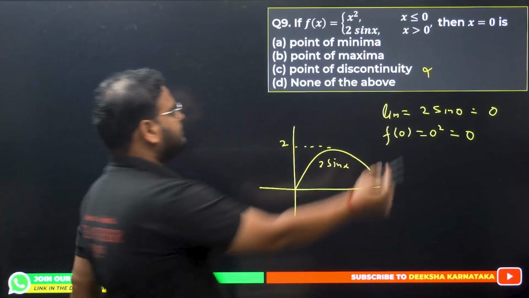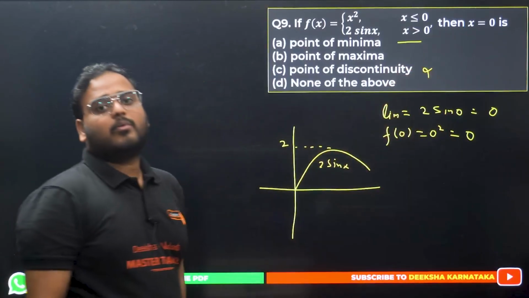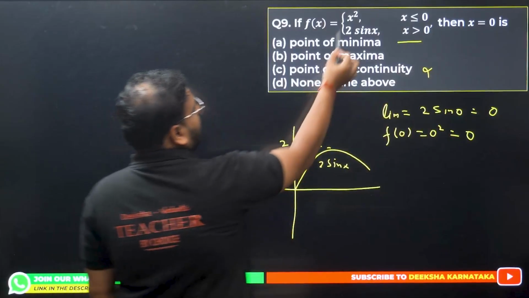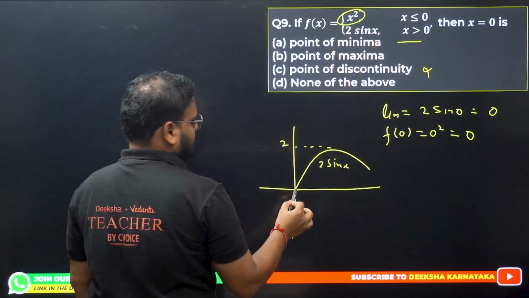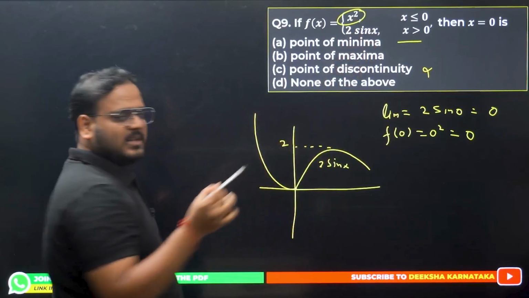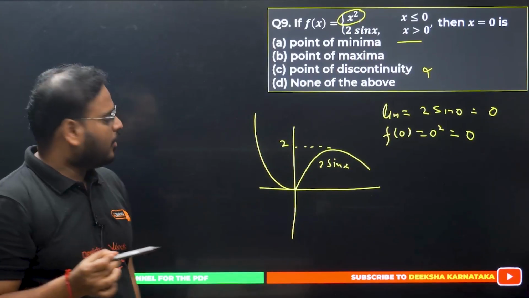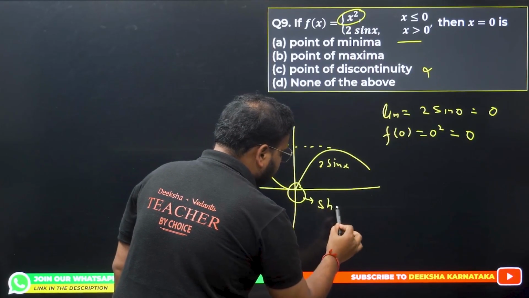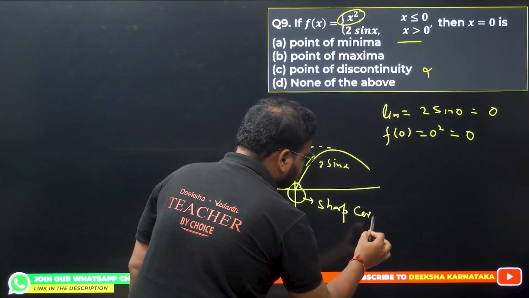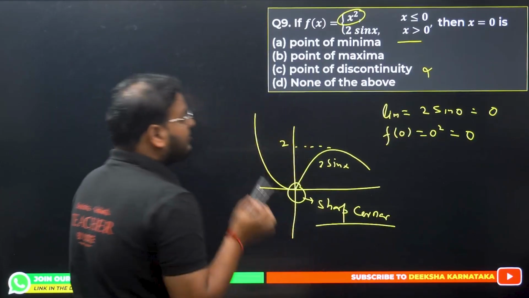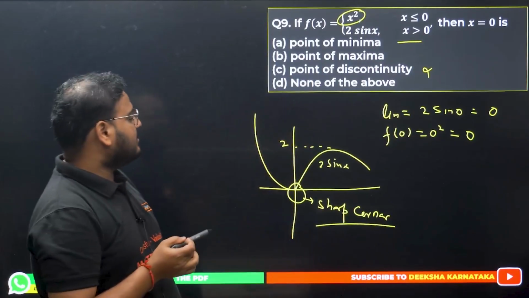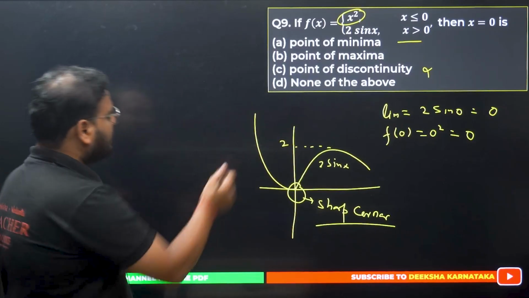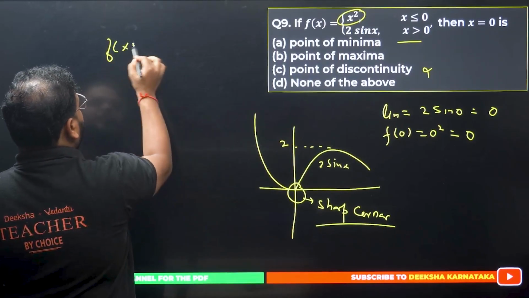Right hand side, that is 2 sin x. What about the left hand side, sir? x square. That's the parabola, x square. Of course, you can see here there's a sharp corner. So actually this given function over here is non-differentiable.